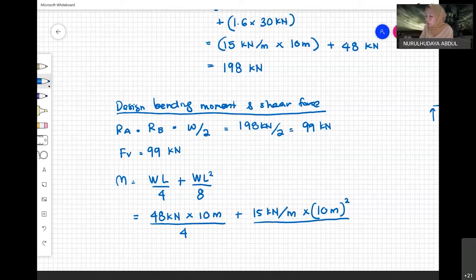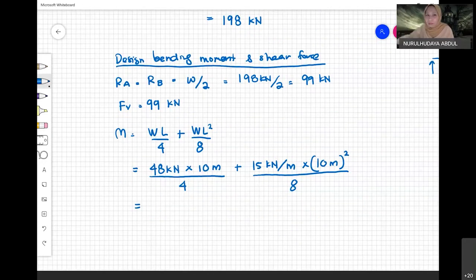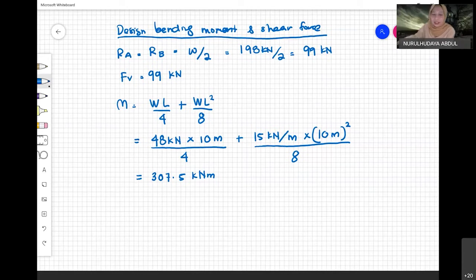Kalau dia kilonewton per meter, WL²/8. Kalau kilonewton sahaja, WL/8. Bagi 8. 307.5 Kak Miss. Kaim. Okay. 307.5. Thank you Kaim.